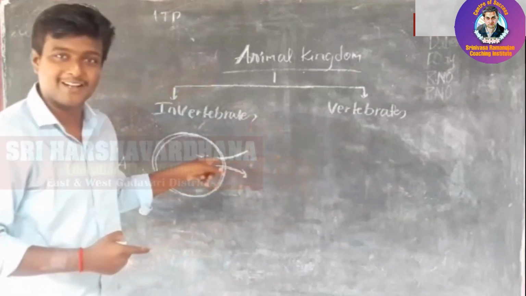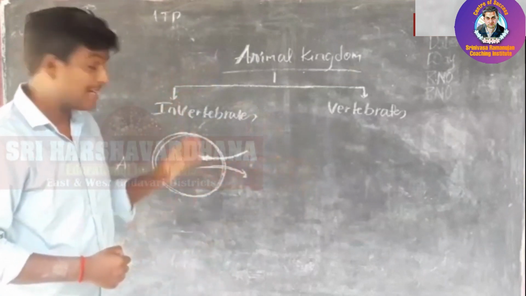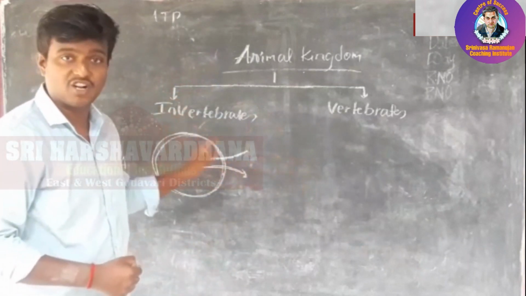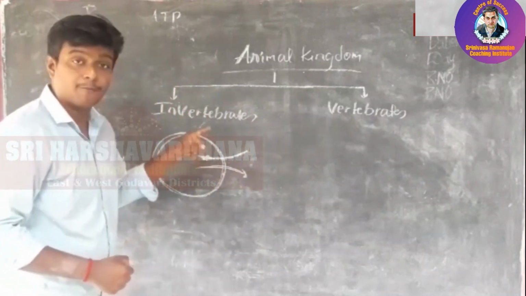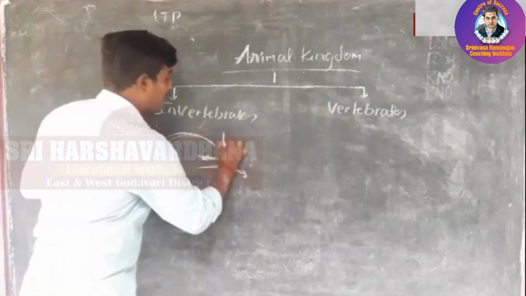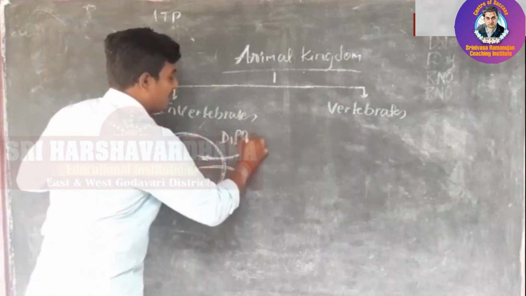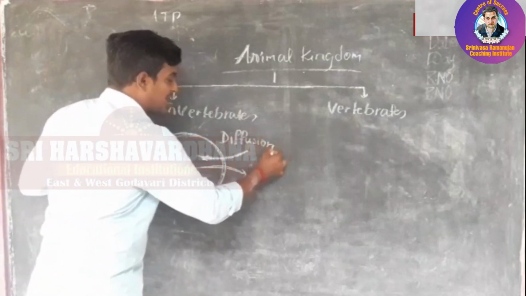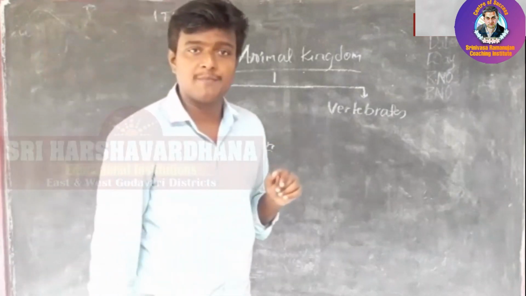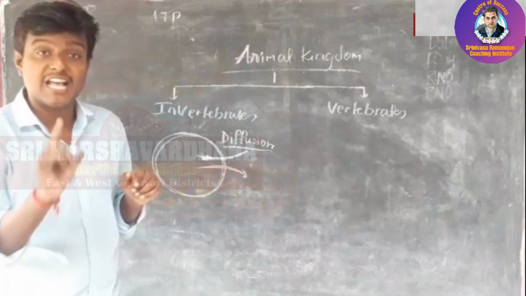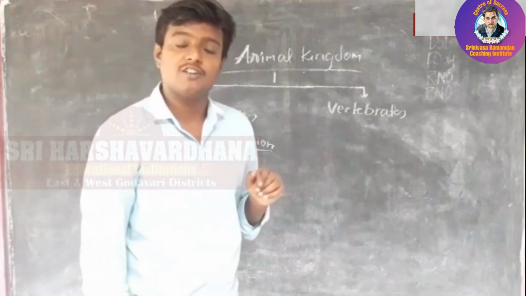So here, are they respiring or not respiring? They are respiring, but they do not contain any specialized organ for the respiration process. This kind of process we call diffusion. Here they do not contain any specialized organ, but with the help of their plasma membrane they are respiring, and that process we call diffusion.